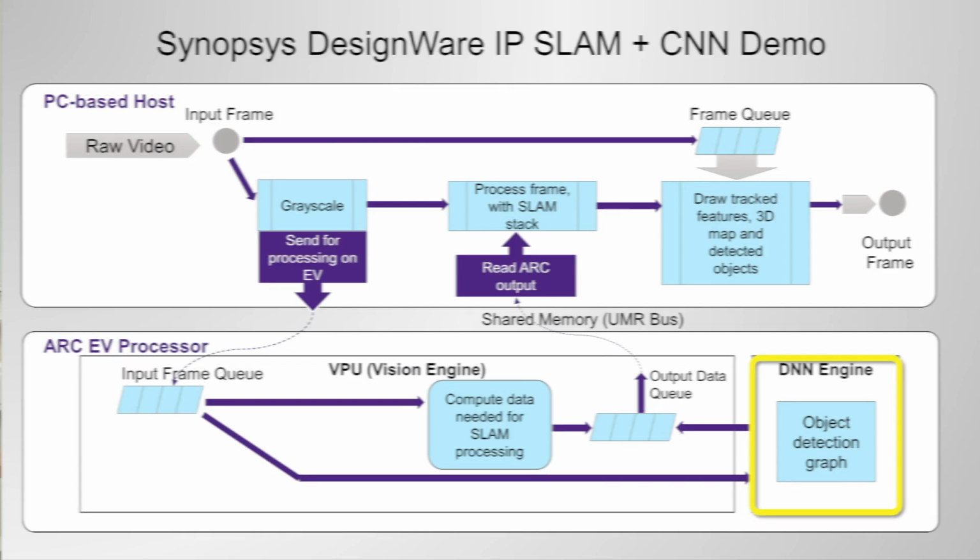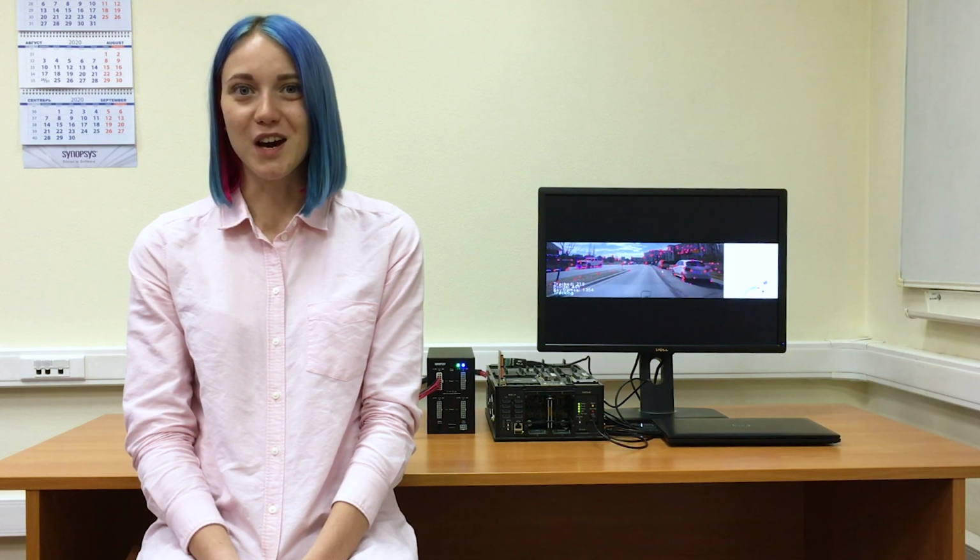detection CNN graph. I hope you enjoyed watching our demo, which showed KudanSLAM stack acceleration combined with object detection CNN graph running simultaneously on ARC EV processor.